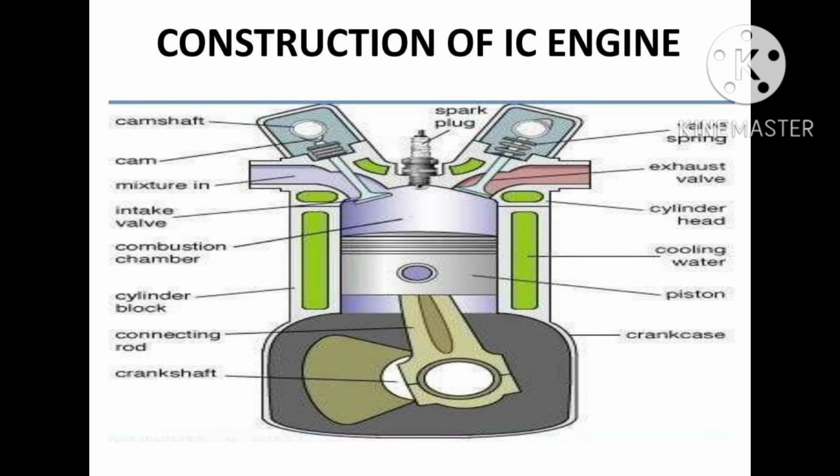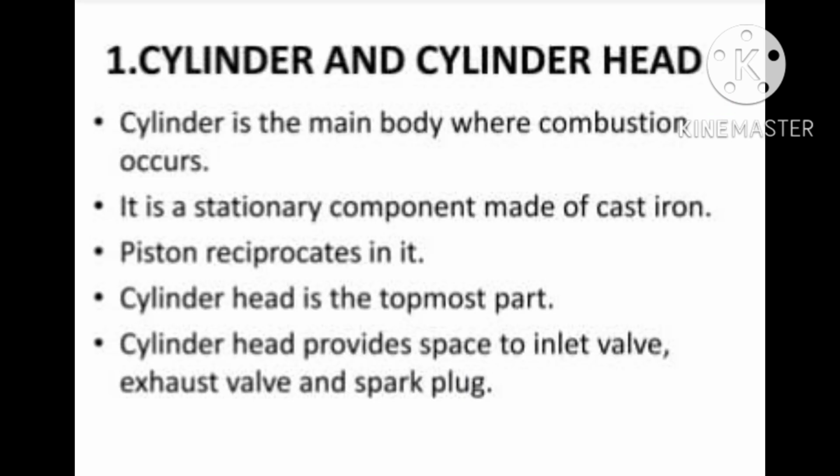Now you can see the diagram which shows the construction of an IC engine. The main parts of an IC engine are the inlet and exhaust valve, spark plug, cylinder head, piston, piston rings, connecting rod, crankshaft and crankcase. So all these are the various parts of an engine. We will discuss these parts one by one.